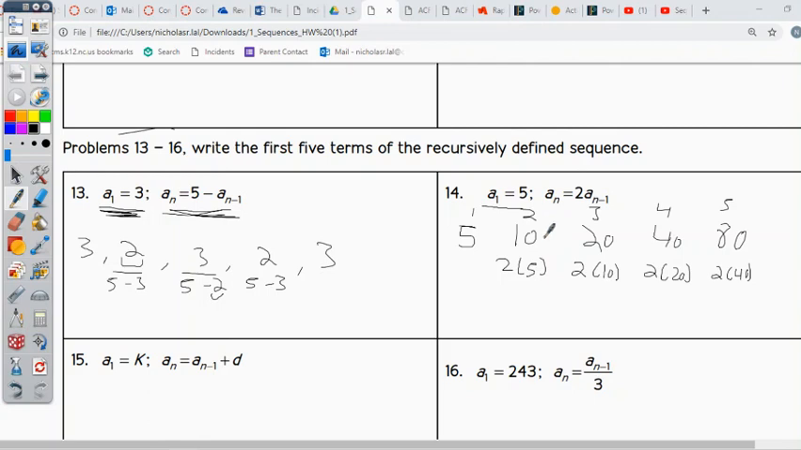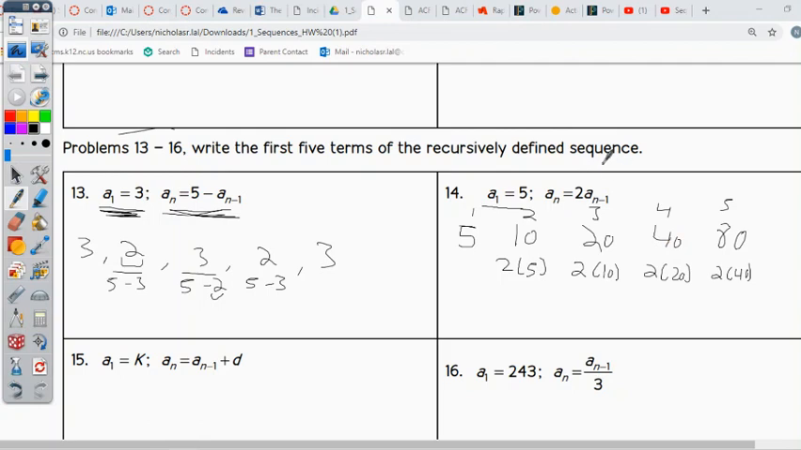The third term is equal to, once you find that the second term is 10, you can find the third term. The third term is equal to 2 times the second term. So that's going to be 2 times 10, which is 20. The fourth term is going to be 2 times the third term. 2 times 20 is 40.